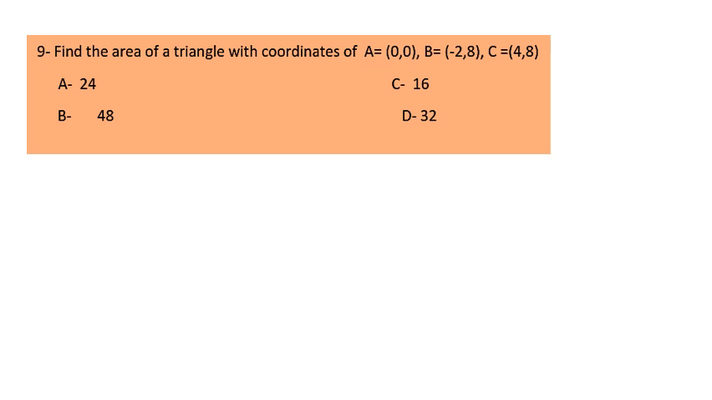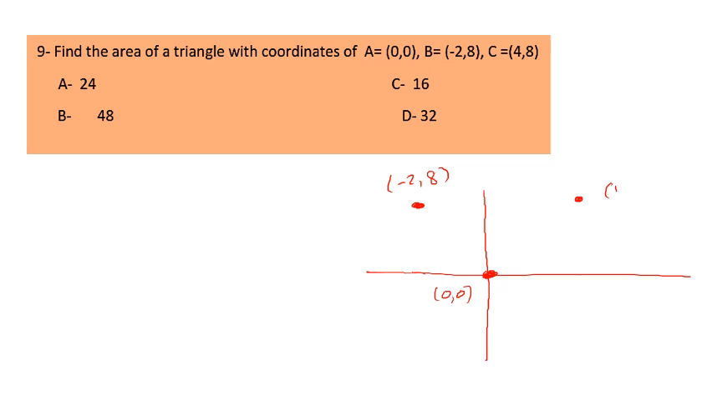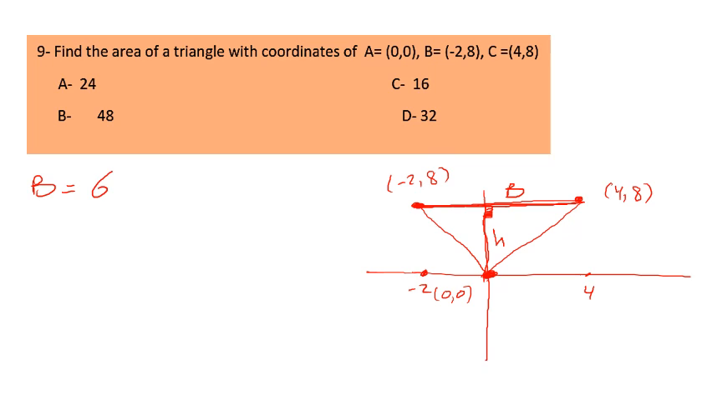Find the area of the triangle whose coordinates are 0 and 0, negative 2 and 8, and 4 and 8. This is a small sketch for the triangle. So we can easily find the length of the base of the triangle. It's from the point negative 2 to the point 4, and the height is from the point 0 to the point 8. So the length of the base is from negative 2 to 4, which is equal to 6. And the height from the origin to the point 8 is equal to 8.